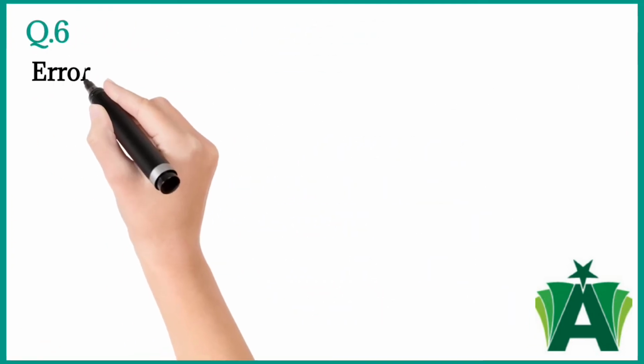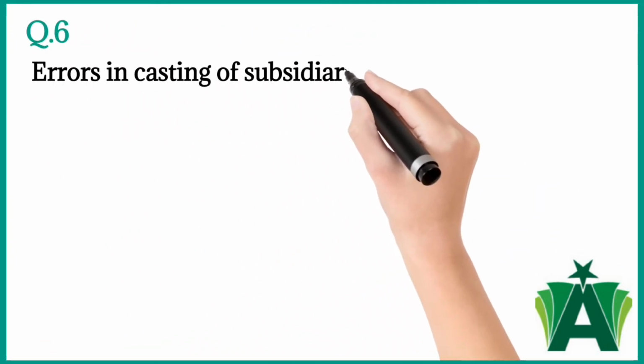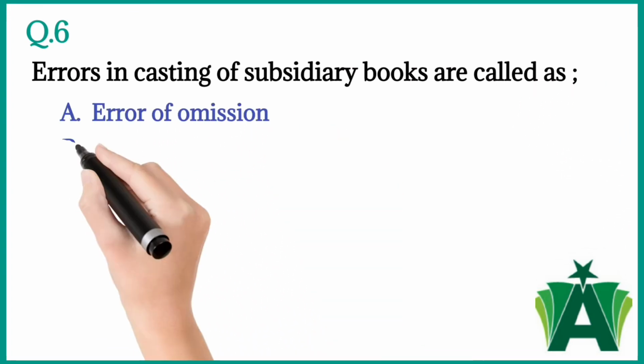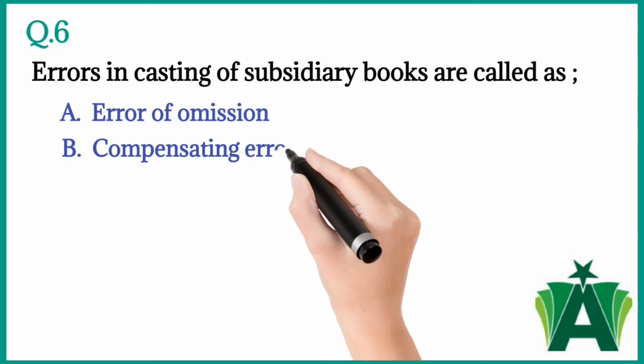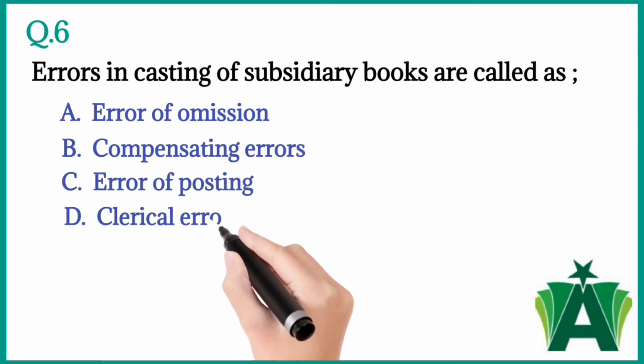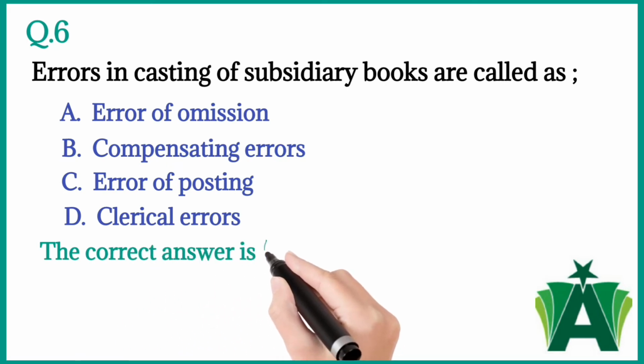Question number 6. Errors in casting of subsidiary books are called: A. Error of omission. B. Compensating errors. C. Error of posting. D. Clerical errors. The correct answer is D. Clerical errors.